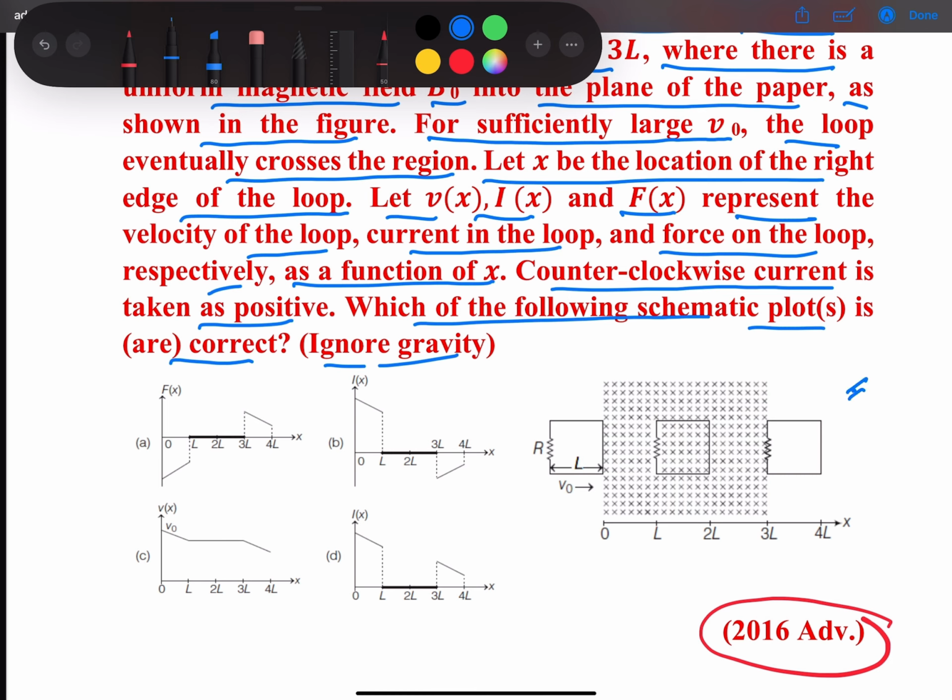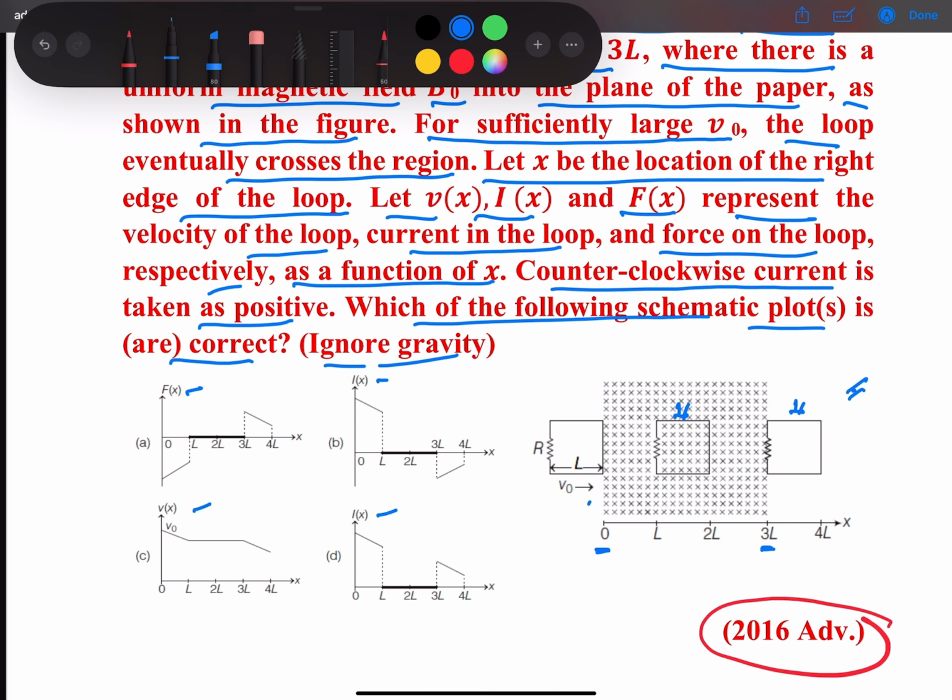and the magnetic field starts from 0 up till 3L, and initially the loop is completely outside the magnetic field, then it comes inside the magnetic field, and finally it crosses the magnetic field. Therefore, we have to find out what will be our graph for force, velocity and current.